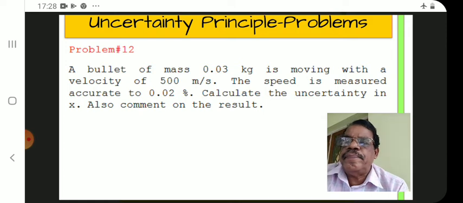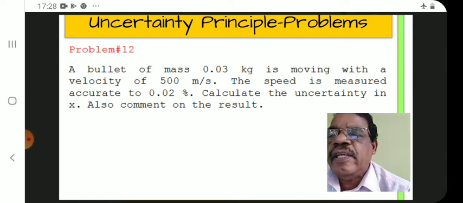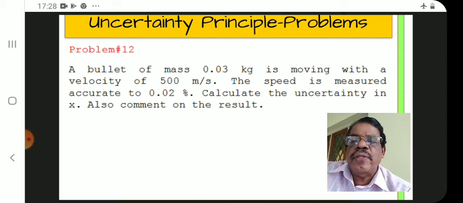A bullet of mass 0.03 kilogram is moving with a velocity of 500 meter per second. The speed is measured accurate to 0.02%. Calculate the uncertainty in x. Also comment on the result.